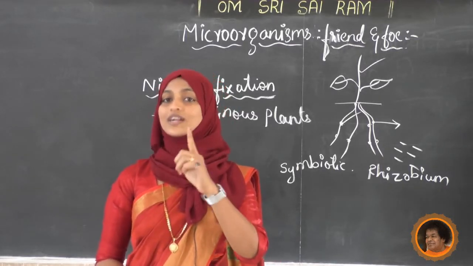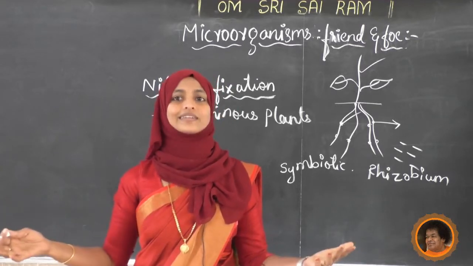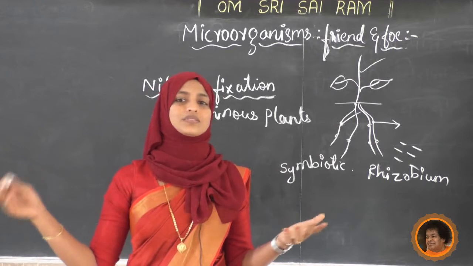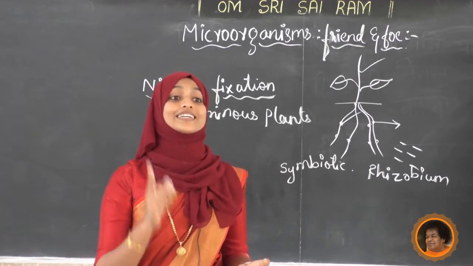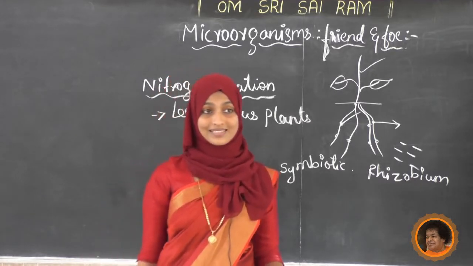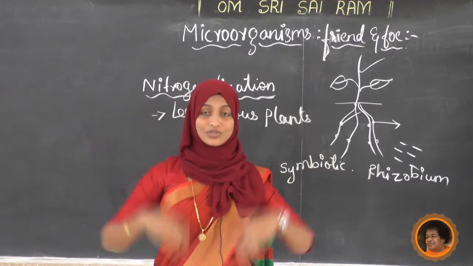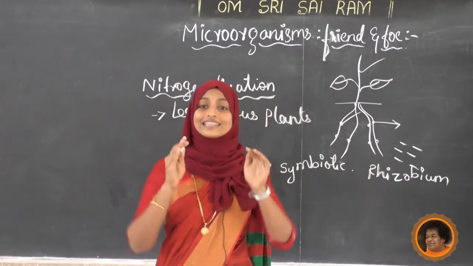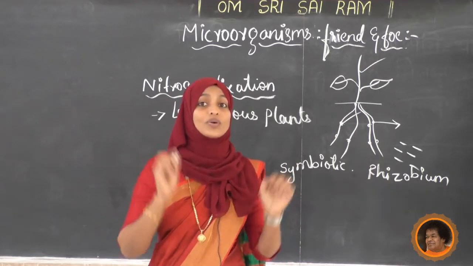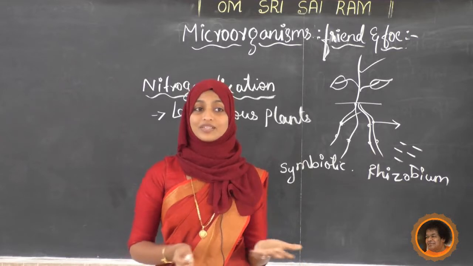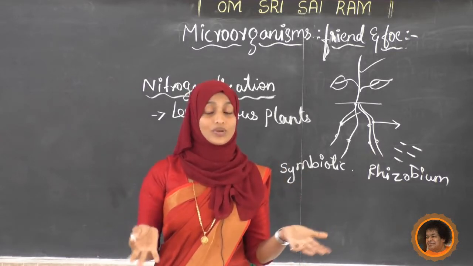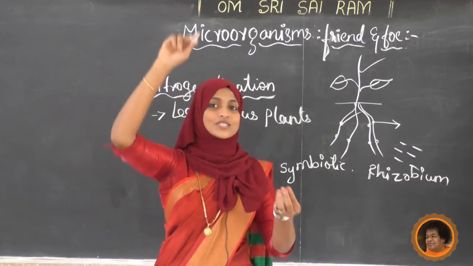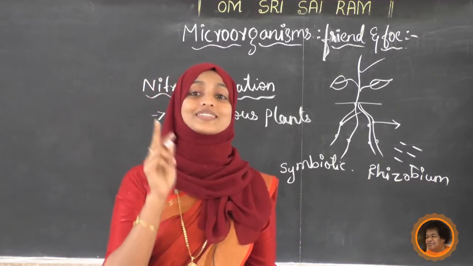78% of the atmosphere is nitrogen gas. We all know that. Next comes 21% oxygen, and then a small percentage of carbon dioxide, almost 0.03 or 0.04. Nitrogen gas is continuously reaching the soil, but its concentration in the atmosphere always remains constant. You may wonder how. Once it reaches the soil, it goes back again. That is what we are going to study today: the nitrogen cycle.